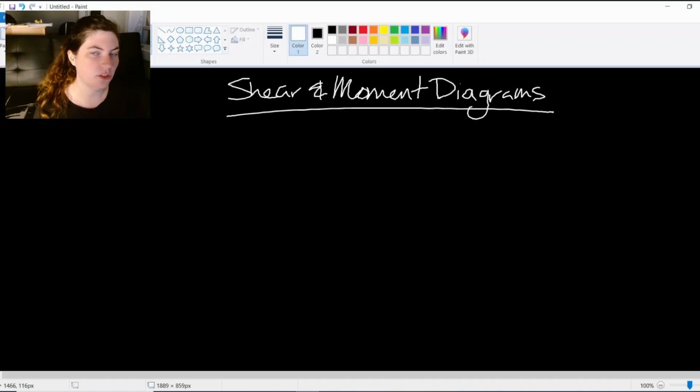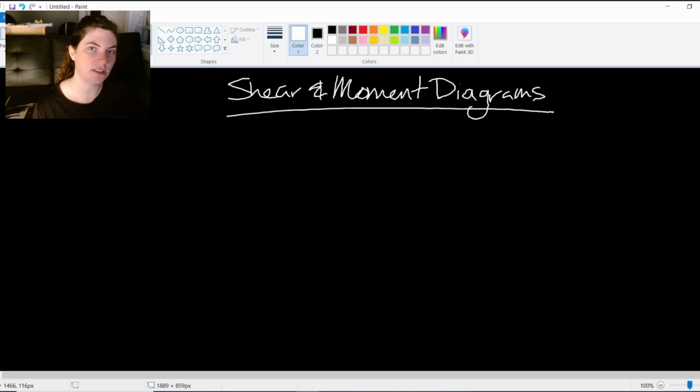Now that we've learned how to derive the equations to get shear and moment diagrams, we can talk a little bit about some shortcuts and some relationships in these shear and moment diagrams that'll make it a lot easier and a lot quicker for us to be drawing these diagrams.